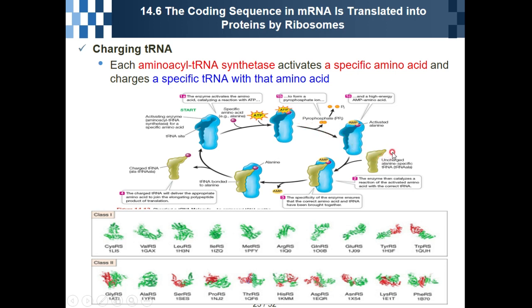After that, this is the uncharged alanine-specific tRNA, and the activated alanine is charged onto it. Finally, they make the charged tRNA, which has alanine at the end. This is the procedure. You have to know that each aminoacyl-tRNA synthetase activates a specific amino acid and also charges a specific tRNA, meaning the tRNA whose anticodon corresponds to the code for alanine. This is the tRNA charging procedure.